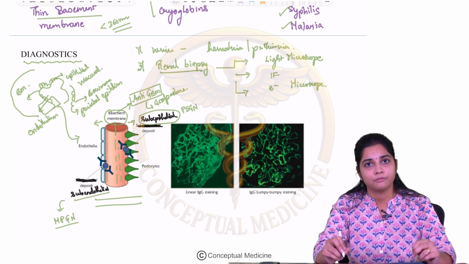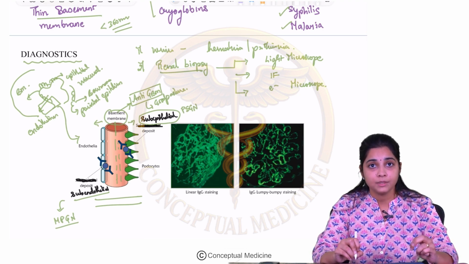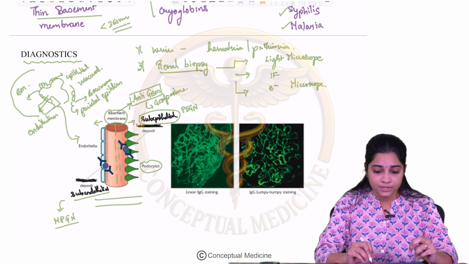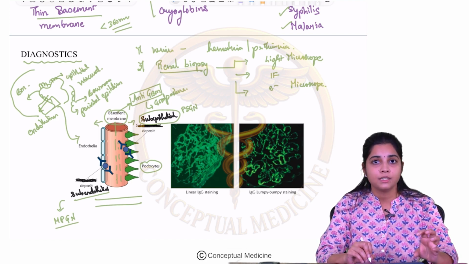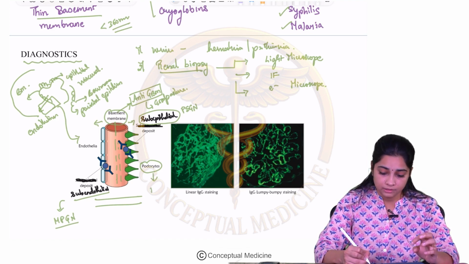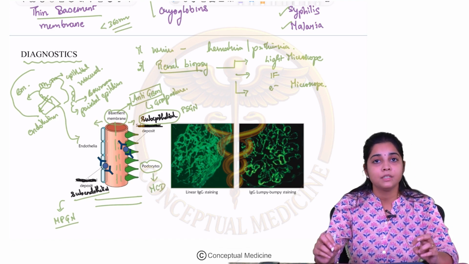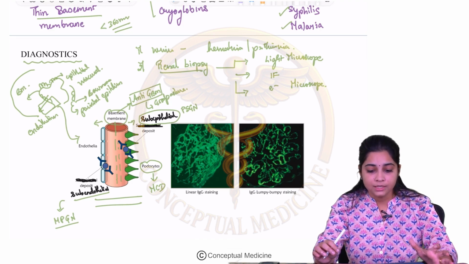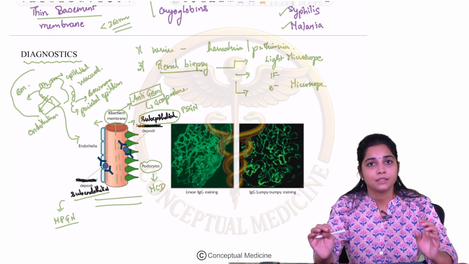In the subepithelial region, for example, in your post-streptococcal glomerulonephritis. Then there can be diseases which affect predominantly the podocytes only. Podocytes are nothing but your visceral epithelial cells. If the podocytes alone are affected, a podocytopathy, for example, is your minimal change disease. So based on these patterns, you can identify the etiology.